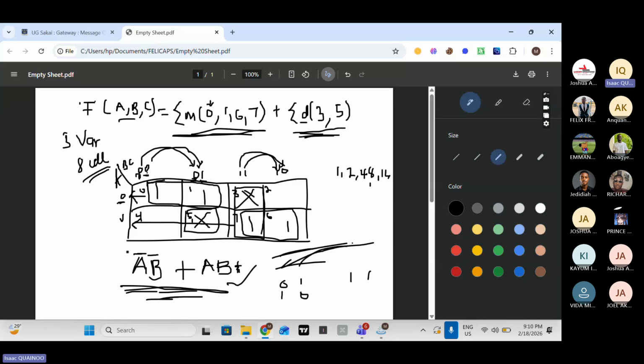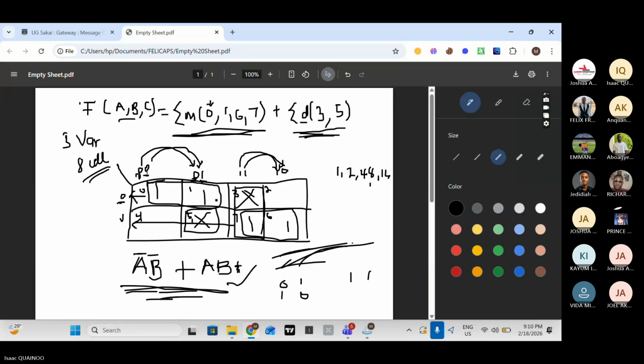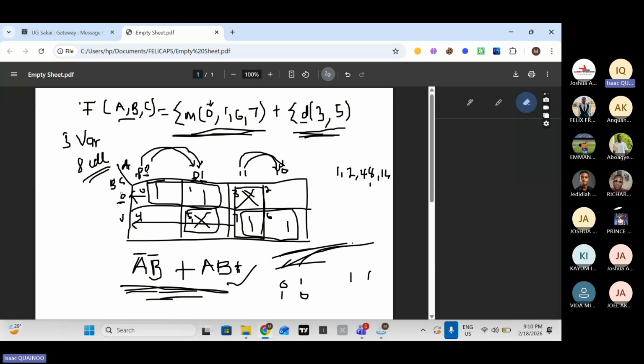So your question is, what if we decide to do this? Let me see, A at the top right, and BC here. Is this a K-map question? A B at the top and then C down. Sure. So if we were to decide to put A here, B, C here, let me just address that.